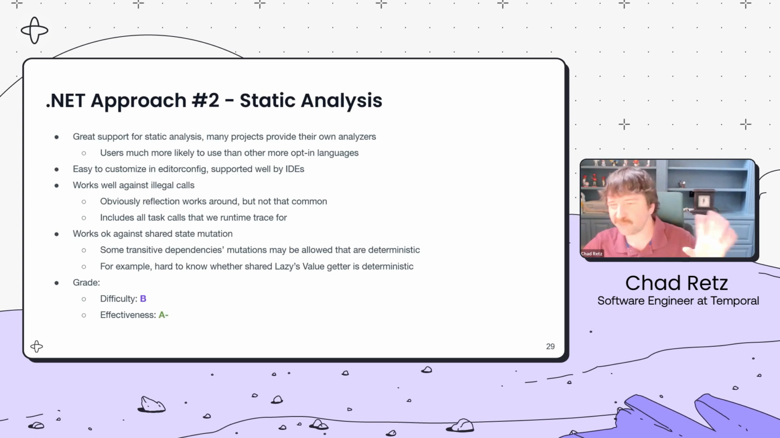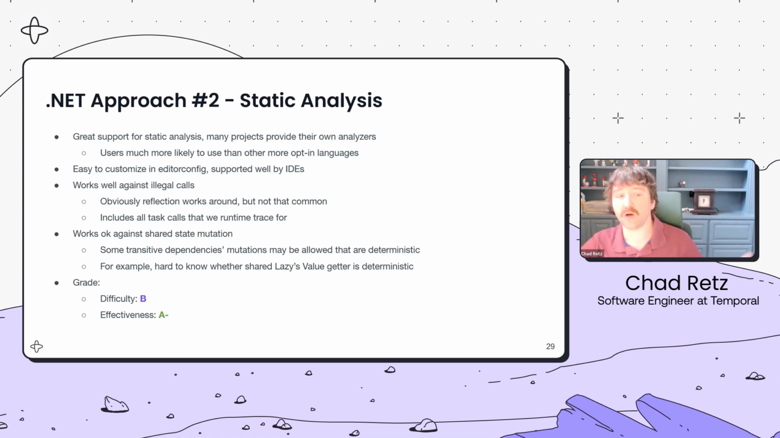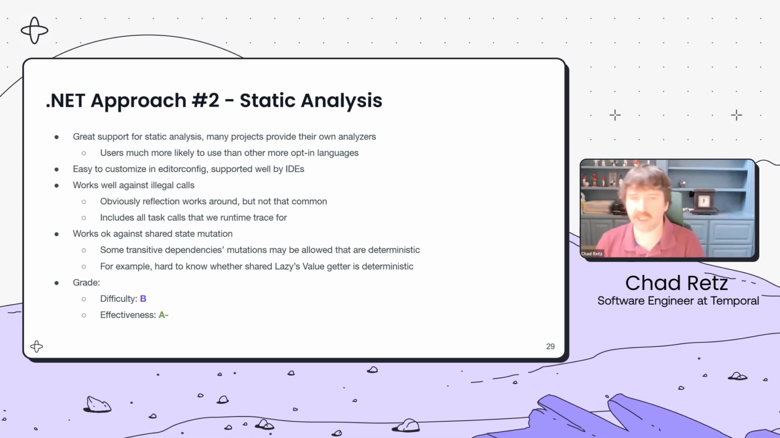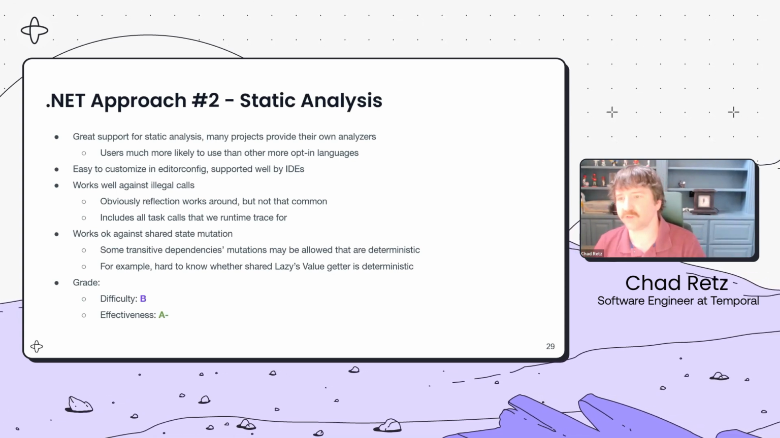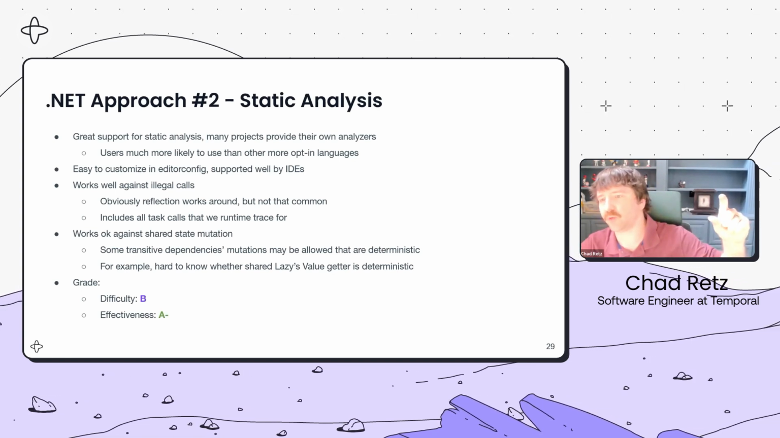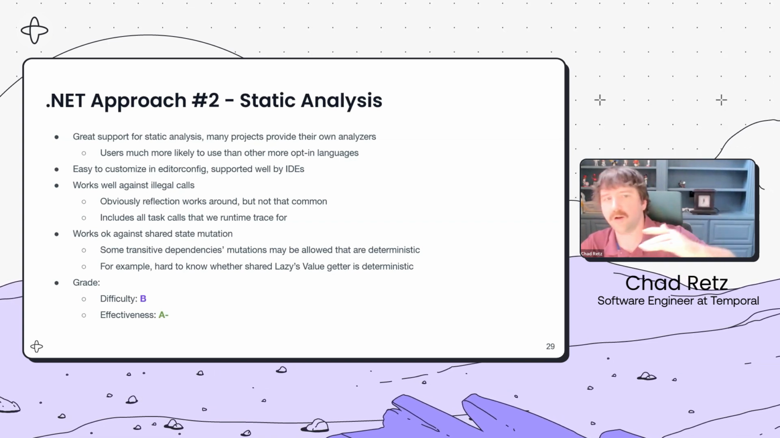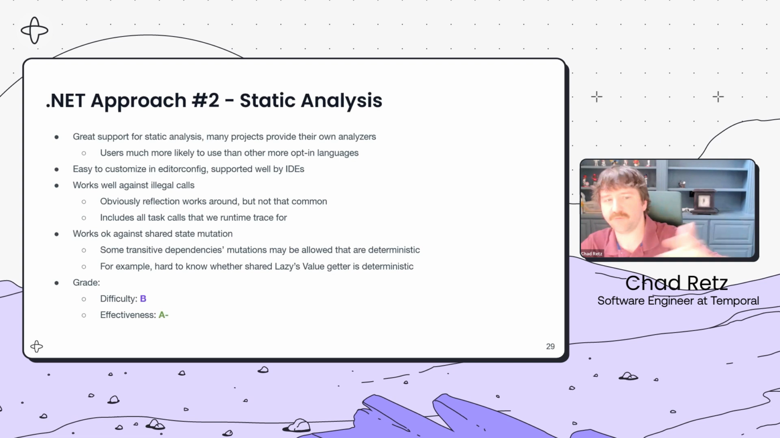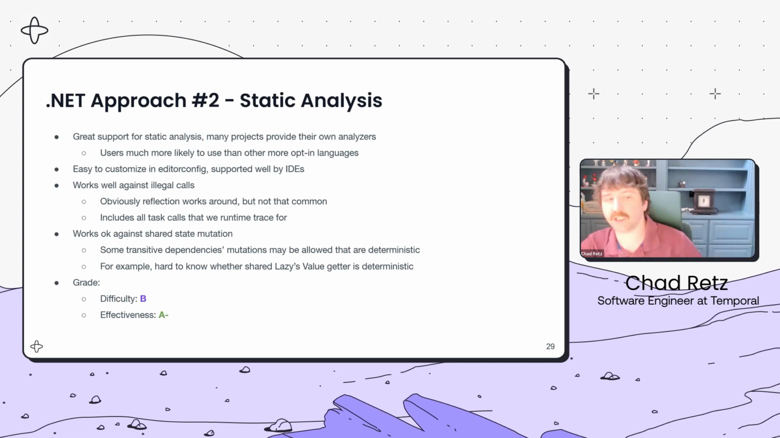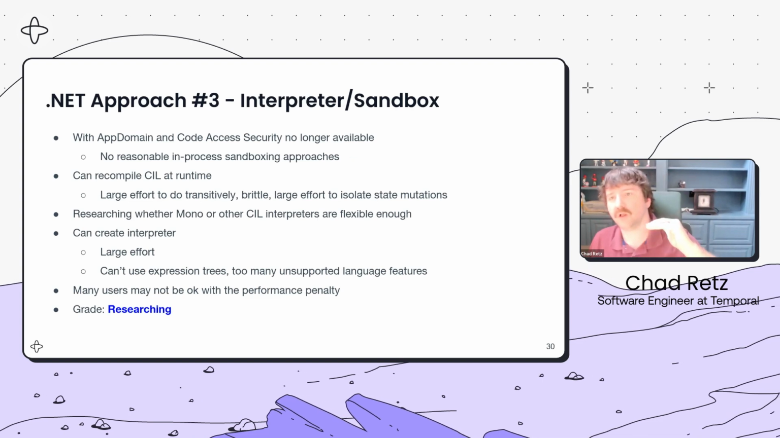So we get this B for difficulty just because I actually have to write it, but it's not that hard. And the effectiveness is an A-. It's going to be great. It's going to catch all sorts of issues. We just have to write it. And those things that we catch with the runtime tracer, we can know ahead of time certain calls that are known to use the default scheduler by default and catch those at compile time. So that's a win.